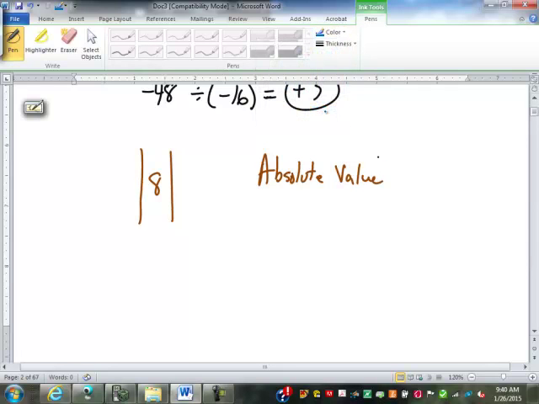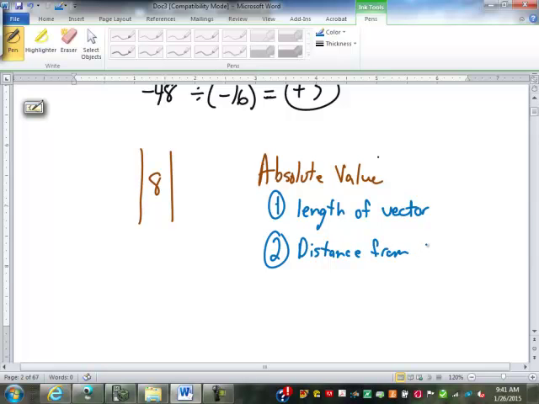What it means, two ways to look at it. The technical way of looking at it is the length of the vector. So that arrow we drew on the number line, how long is it? Now length, of course, is always positive. Or the second way you can think about it is distance from 0. Both of them will give you the same result. How far is 8 from 0 on a number line? How many spaces? 8 spaces. Or its vector would be how many units long? 8 units long. The absolute value of 8 is 8.